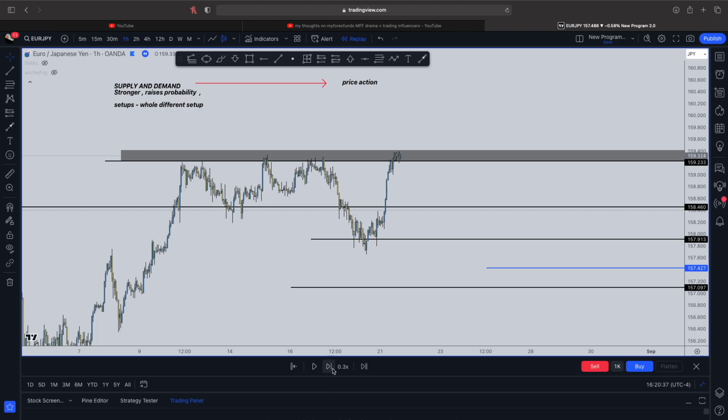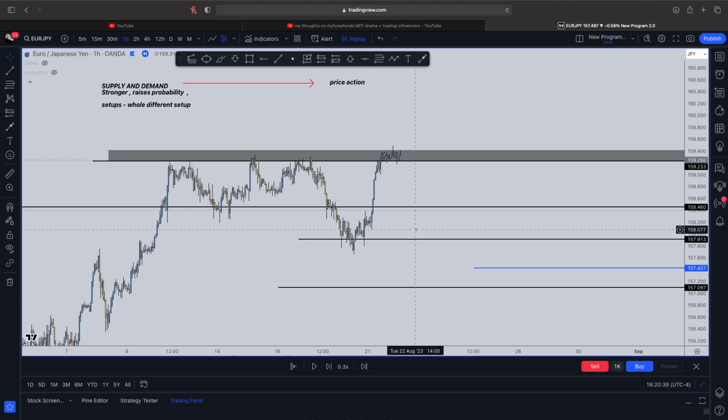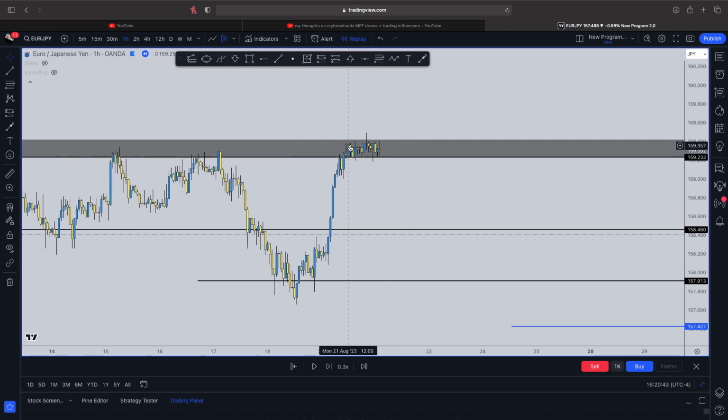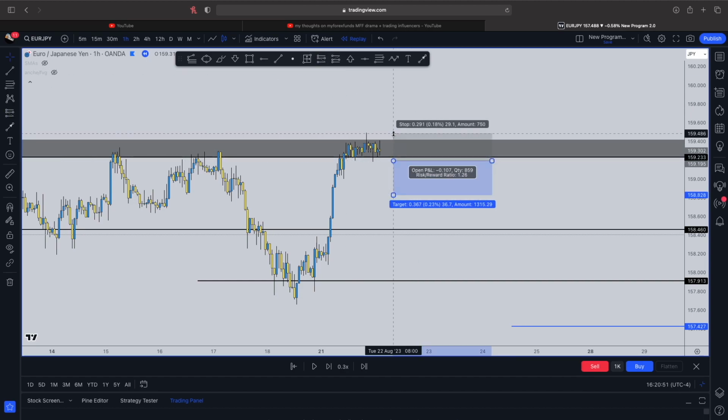And as you're going to see right here, price is going to continuously reject this level. Look at this. Price cannot break through. Wick, close back under, break through. Price can't break through, guys. So you can enter a position up here.